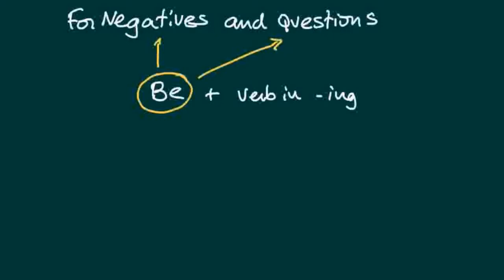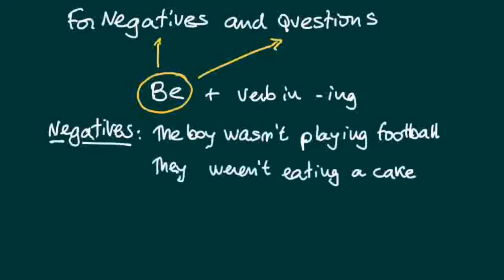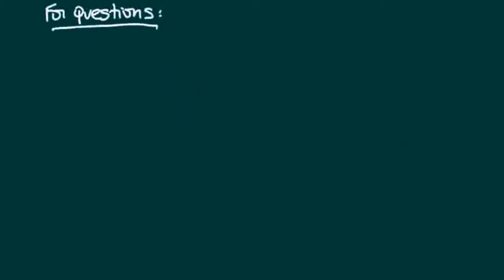As we have a verb to be in the structure, to create the negative sentences or questions, we use the verb to be. The same sentences in negative are, the boy wasn't playing football. They weren't eating a cake. We weren't drinking water.